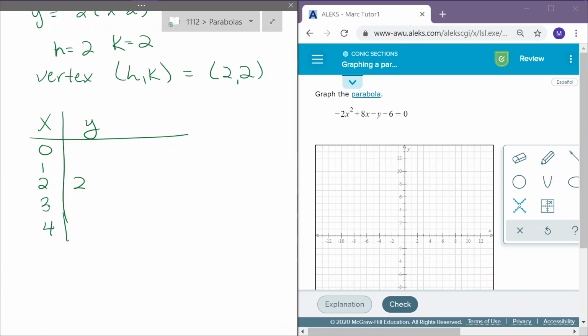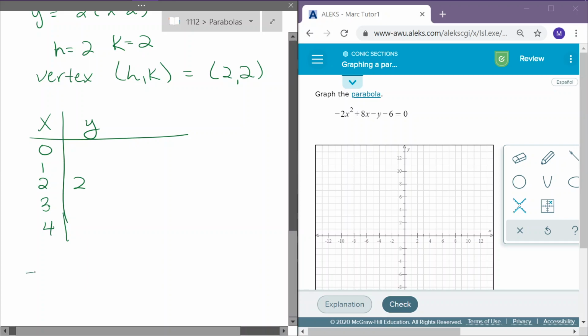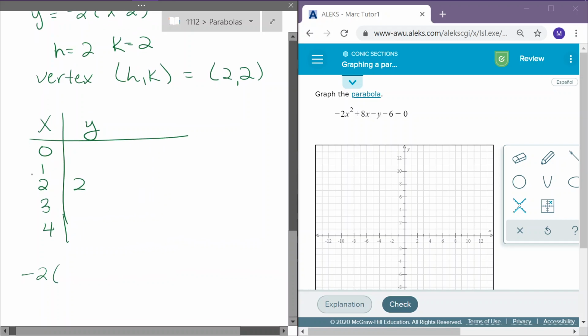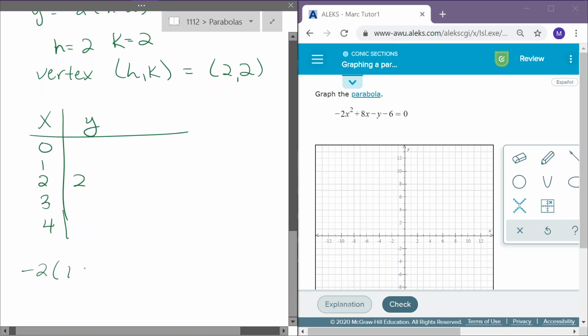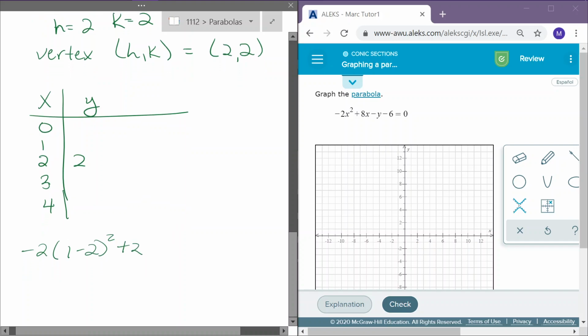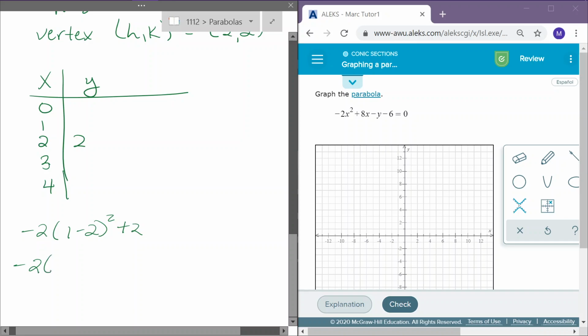So let's find our other points. So we have negative 2 times x is going to be 1 for our first one. So we have 1 minus 2 squared plus 2. And that gives us negative 2 times negative 1 squared plus 2. So that's going to be negative 2 plus 2, which is 0. So for 1 and also for 3, we'll get 0 for our y.